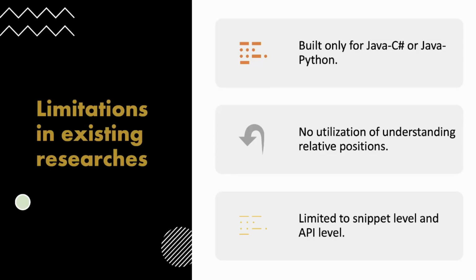Most of them are built only for Java to C# or Java to Python. And the recent research called relative position encoding attention mechanism has been applied for natural language translations, but not for code translation. So there is no utilization of relative positions between the tokens of the code. And one other limitation is that they are limited to snippet level and API level.